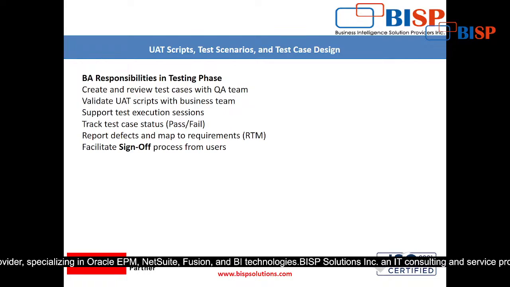Okay. So is it clear? Create and review test cases with QA team, validate UAT script with business team, and support test execution sessions, track test case status, pass or fail, right? We have also done the same thing. Report defects and map to requirements, RTM, requirement traceability matrix. After that, facilitate sign off process for user. That means everyone must have his own credentials.